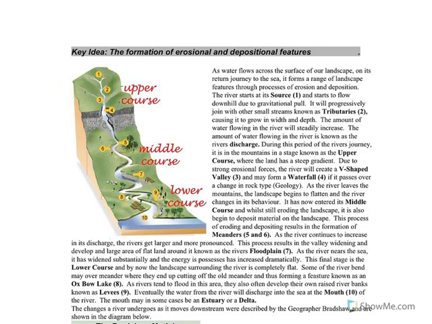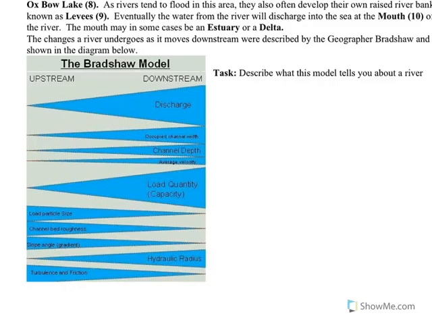And this brings me to the first main task in this topic, which is Bradshaw's model. Now, Bradshaw was a geographer who explored rivers, and his key idea was he was trying to explain how rivers changed from the mountains, or what we call upstream, to their downstream stage.